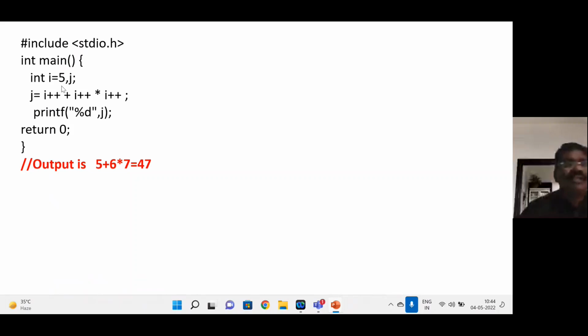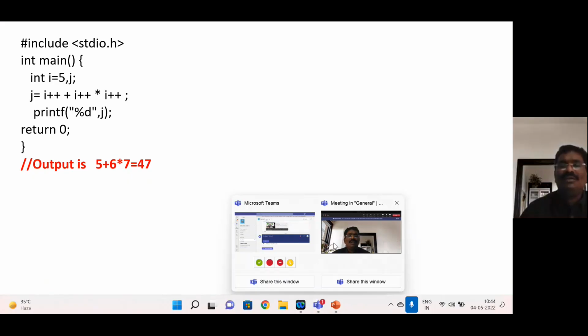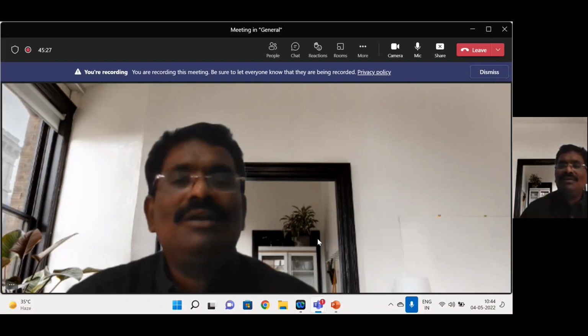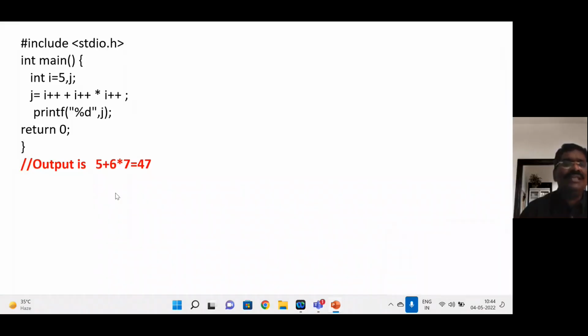First this is a 5. After that it will be incremented by 1, it will become 6. And 6 here is the post increment. And here is the post, so 5 plus 6 into 7, that is equal to 47. So we are using the value 47. I think you understood that, right?